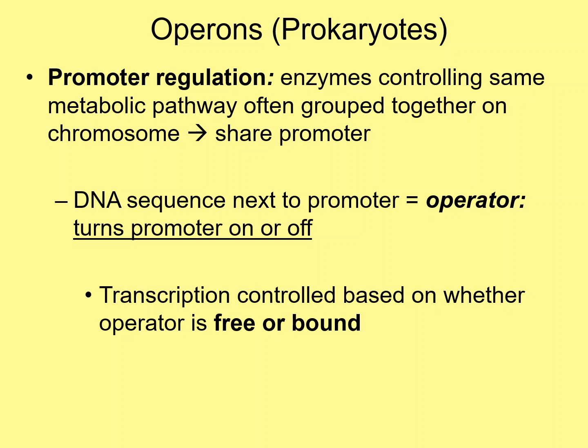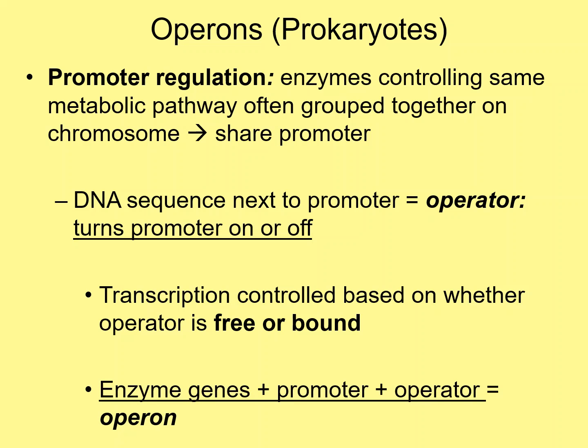And if the operator is bound to something, it blocks transcription and the gene is turned off. And if the operator is free, basically not bound to anything, then RNA polymerase can access the promoter and the gene is turned on and transcription can happen. So basically we have the operator sequence, we have the promoter, and then we have all the genes that are next to the promoter that are all involved in the same metabolic pathway. And we group all those three things together and refer to them as an operon.